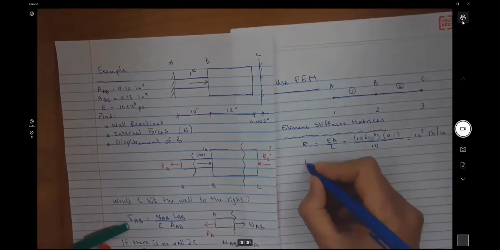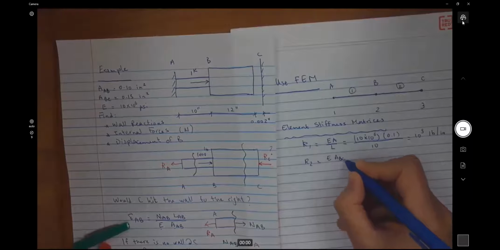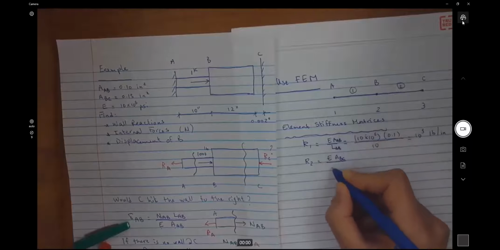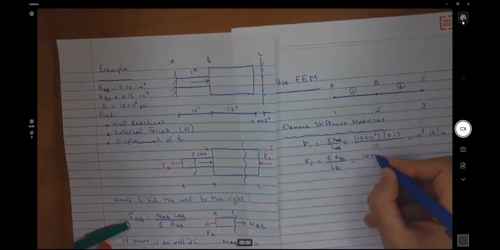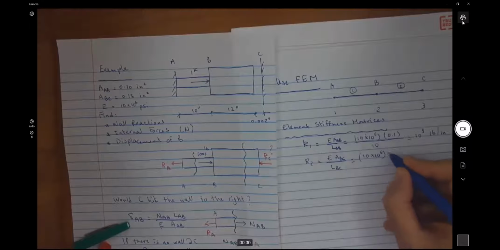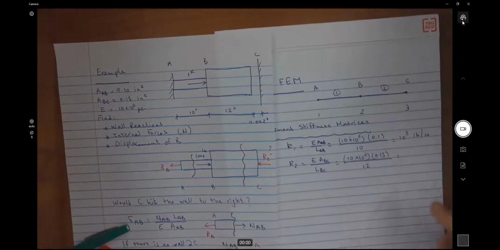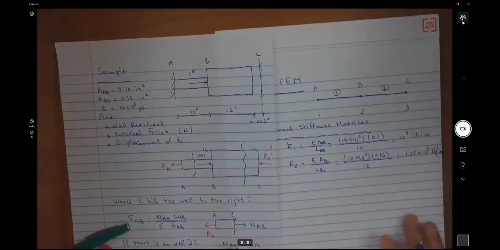For element 2, K2 is equal to E, the area of BC. So this was the area of AB, of course, and the length of AB. Here I have the length of BC. So this is equal again to 10 times 10 to the power 6 multiplied by the area, which is 0.15, divided by the length, which is 12. This is equal to 1.25 times 10 to the power 5 pound per inch.